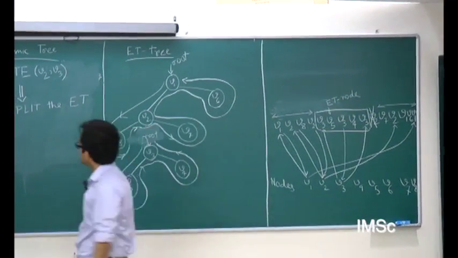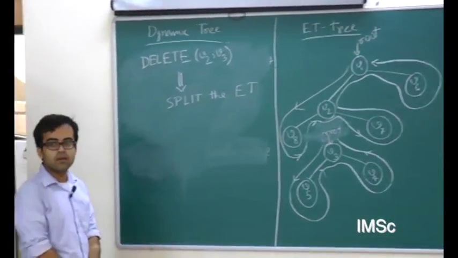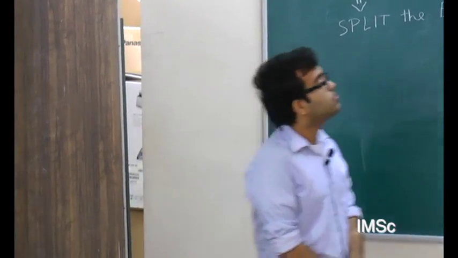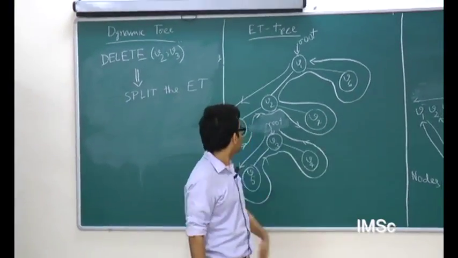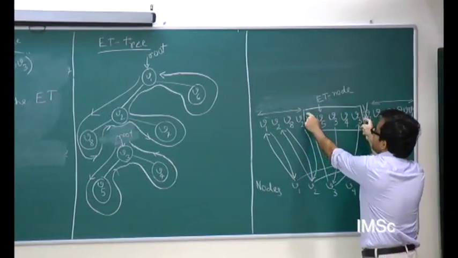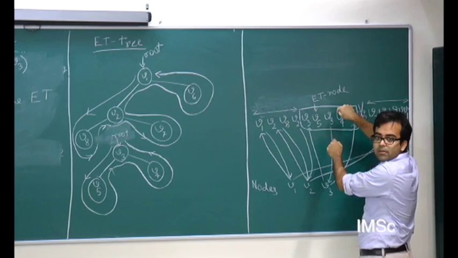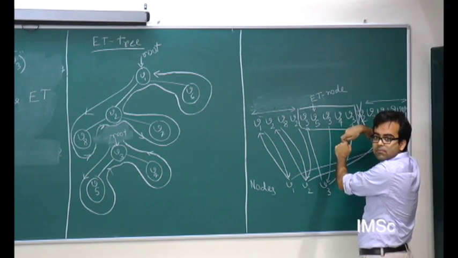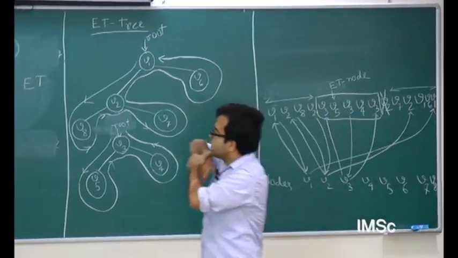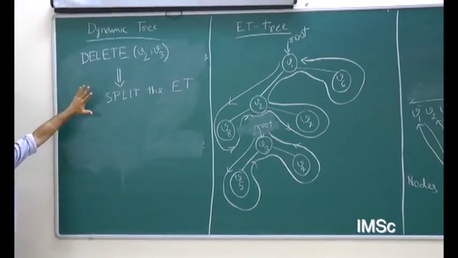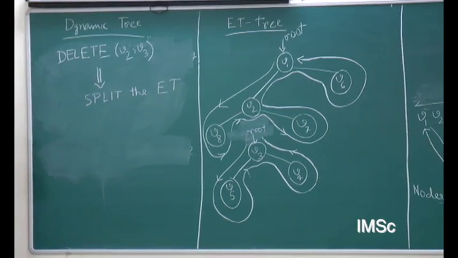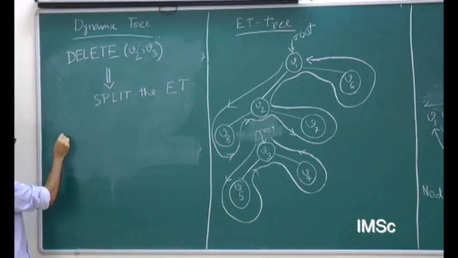You mentioned that the root was arbitrary, choosing the root as V3 was arbitrary. Yes, then you have to again make a cycle. I mean, suppose you chose V5 as a root, then what will you do? You will take this and you have to make a cyclic shift. It's just a cyclic shift, nothing. Okay. So, just remember this line, deleting an edge means splitting the Euler tour. Okay, what happens? Any question?